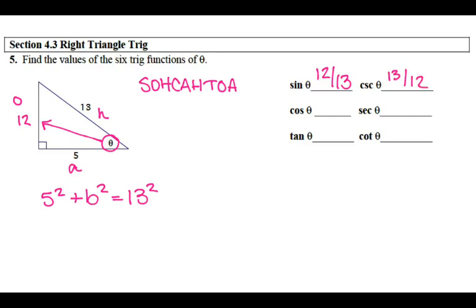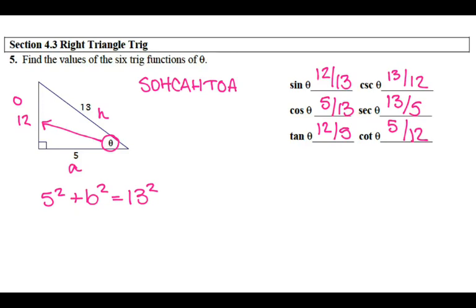Cosine is adjacent over hypotenuse, so 5/13, which makes secant 13/5. Tangent is opposite over adjacent, so 12/5, which makes cotangent 5/12.